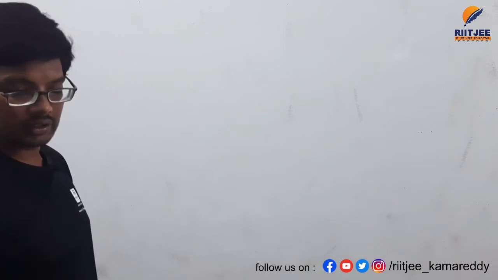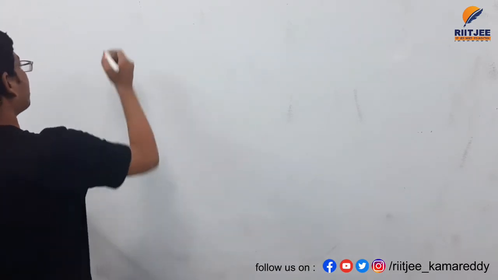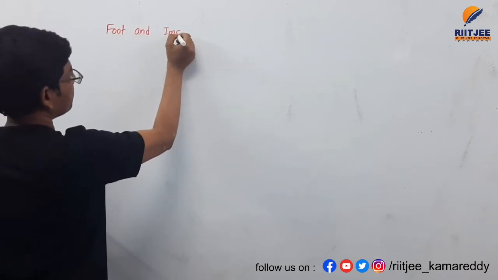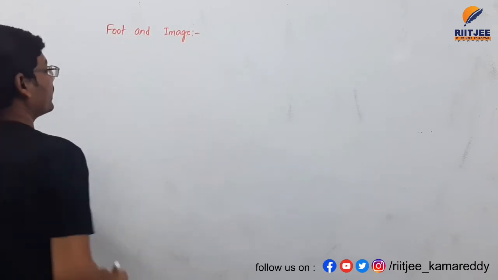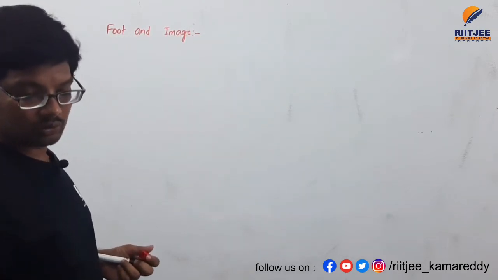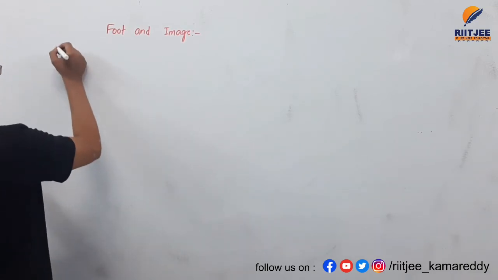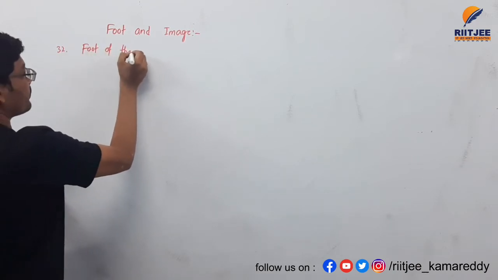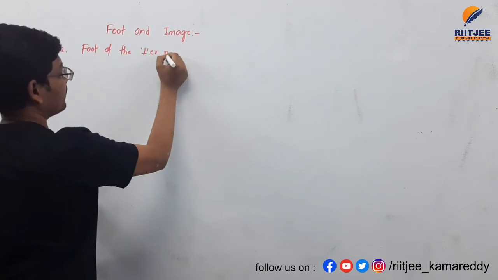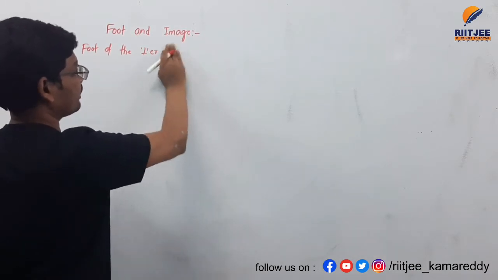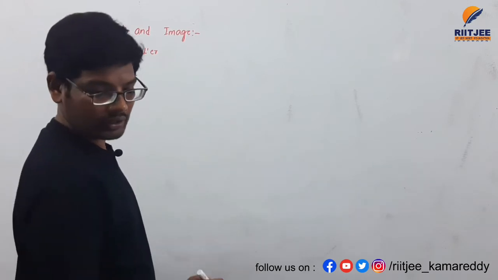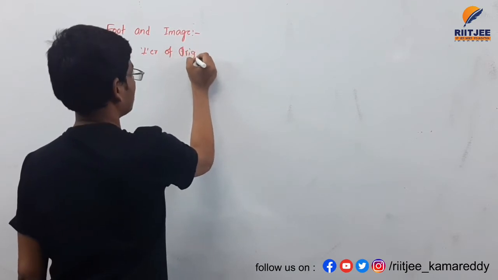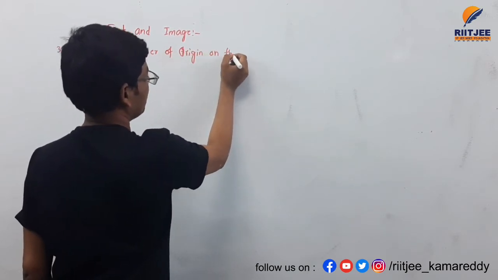So the next question is foot and image. This is the most important one. And in that the question number is 32. Foot of the perpendicular of origin on the lines.